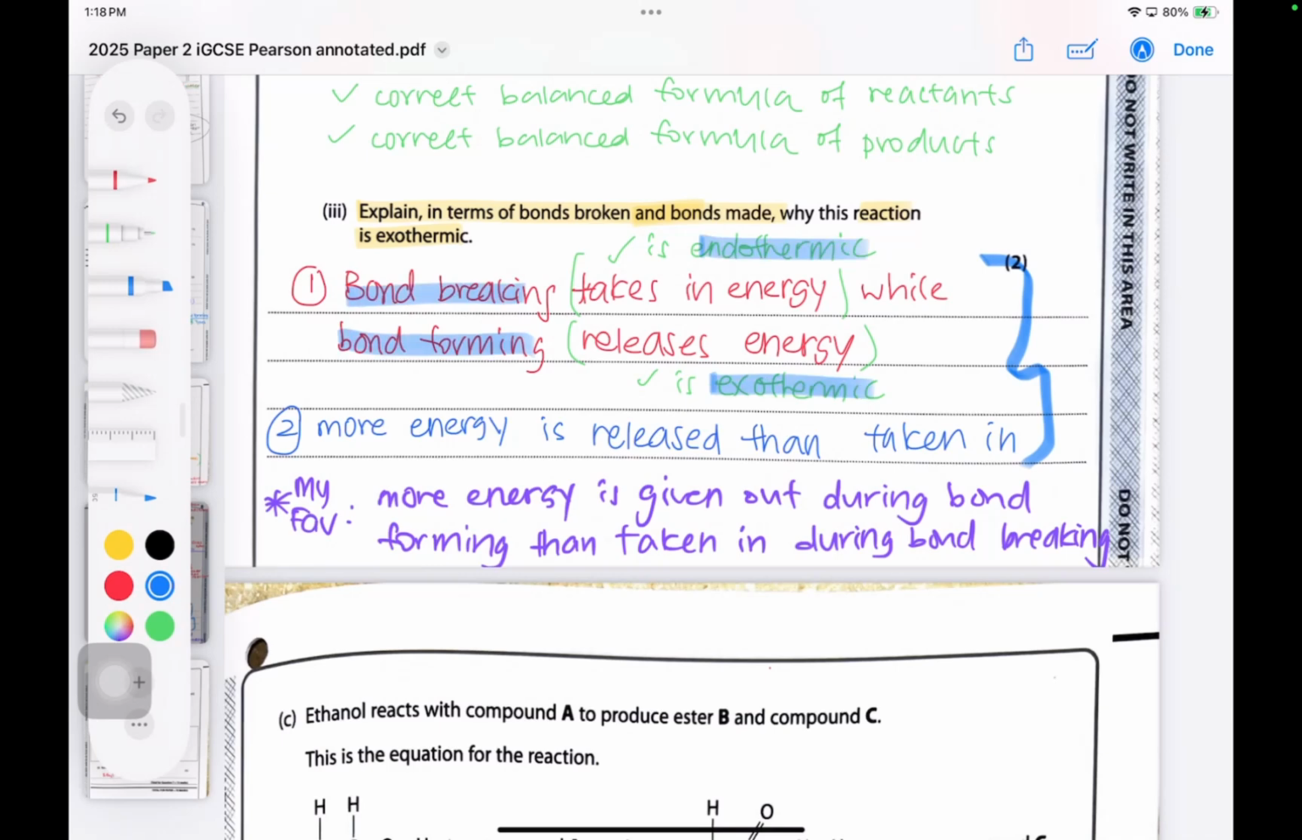And in this case, you have to apply to the context, right? Apply to context. In this case, more energy is released than taken in. So the overall impact is this reaction is exothermic. My personal favorite is like this: more energy is given out during bond forming than taken in during bond breaking. It is essentially the same answer, but it is just my preference of the way I word things.